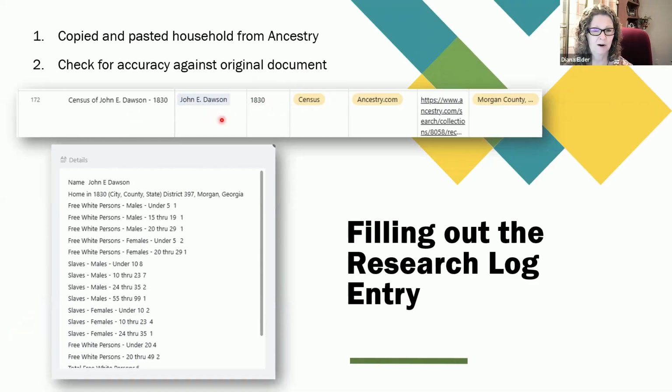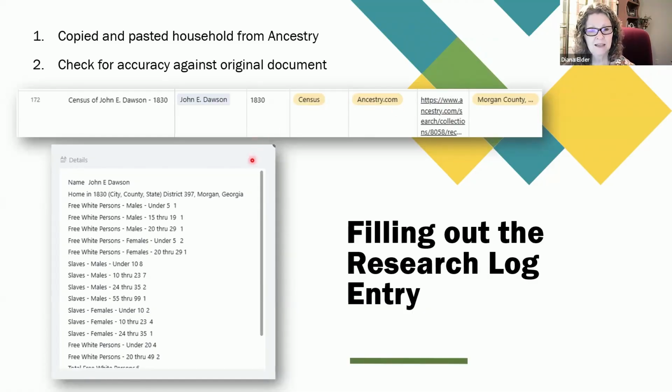here's a little bit of the first part of my Airtable research log. I just typed in his name, the date, census, it's from Ancestry. There's the URL, it's Morgan County. This is all the easy stuff. And then I had the citation done. So now I'm to the details.